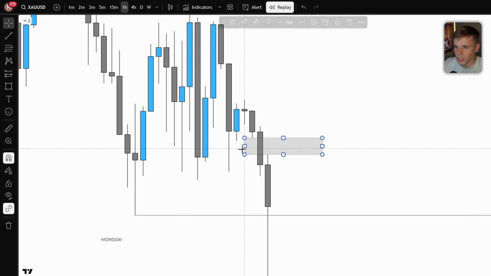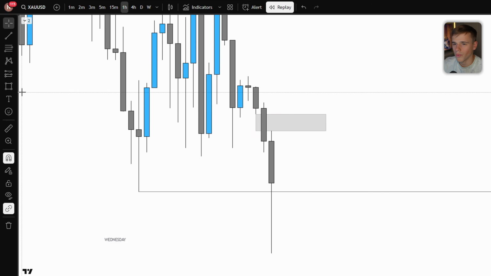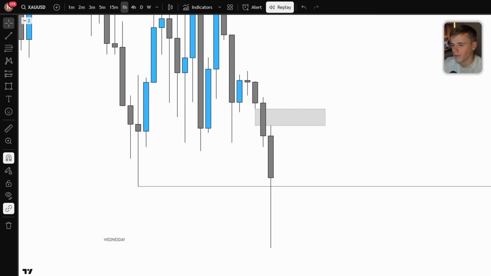So a fair value gap is just a hole in between 3 candles. It's very simple. All you have to do is mark from the first candle's wick to the third candle's wick, and that's it. That's pretty simple. So once we did that, we are waiting for the close above this fair value gap. So let's see what happens in the market right now.